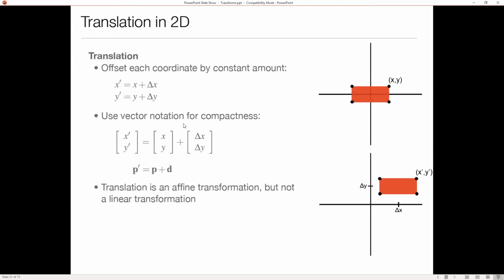If we want to write this in some sort of matrix form, we can write it this way, where we have our point vector plus our delta gives us our new position. And this is a different form than the previous one, and that's because this is not a linear operation in x and y. It's an affine operation, and we'll see what that means in a little bit.